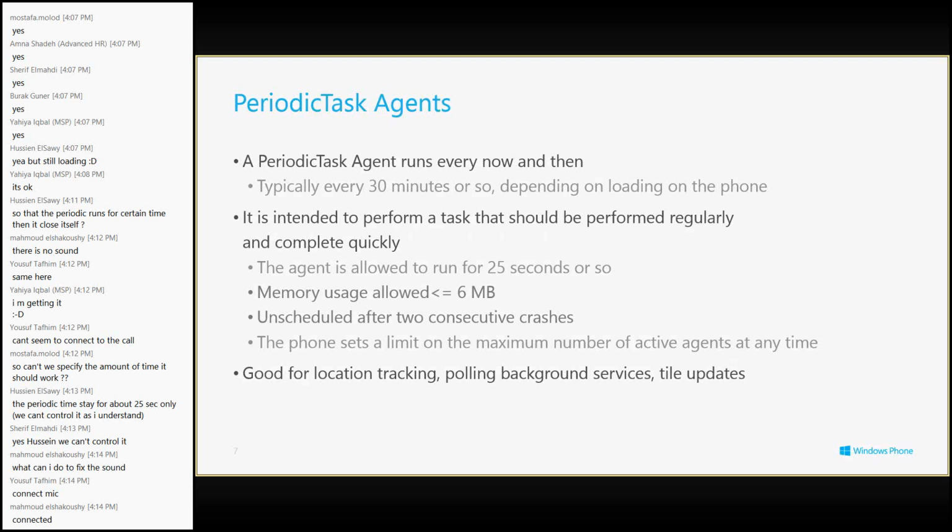Periodic agents run every 30 minutes or so, and are allowed to continue processing for up to 25 seconds. The phone restricts the total number of background agents that can be registered across all applications. If that limit has been reached, as we said earlier, your code will throw an exception that you put in a try and catch, when you try to schedule a new task.